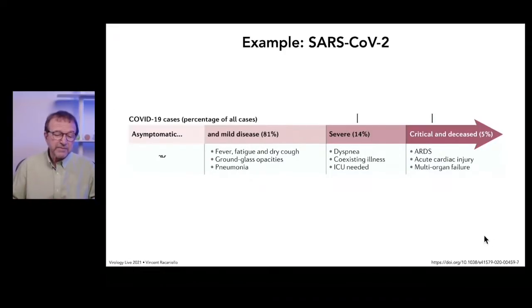Another example of asymptomatic infections, SARS-CoV-2. Here is just an overview of what happens, different kinds of disease. So we have asymptomatic disease.